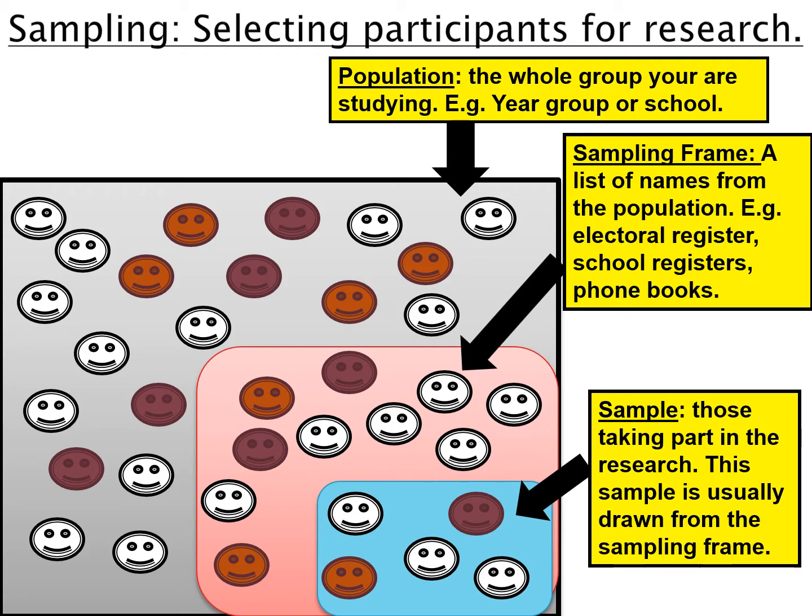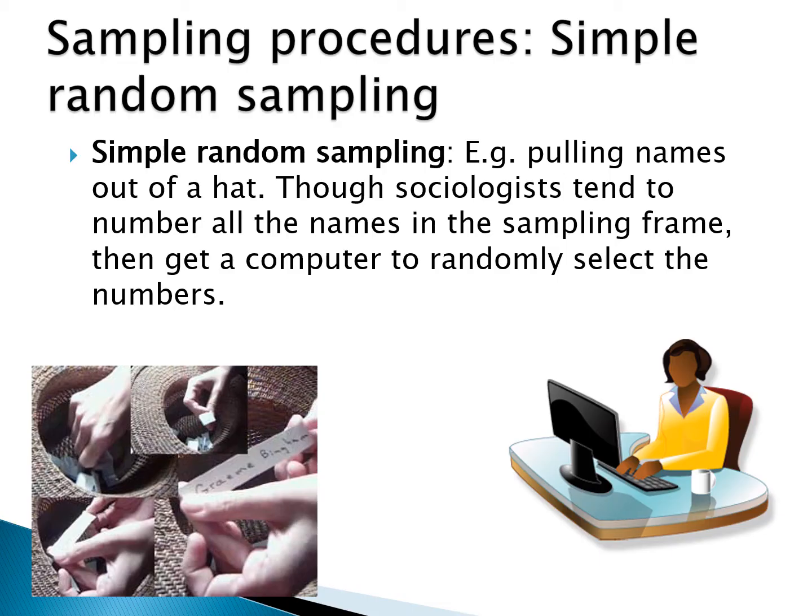The sample then is this group that you select from that sampling frame to actually take part in your study. Now, probably the easiest form of sampling is the simple random sampling method. So all of the names go into a hat or go into a computer program, and you randomly select the ones that you want to take part in your study. Nice easy way, this is what's called a probability sample, because everybody on your sampling frame has an equal probability of being chosen. Very little chance of bias creeping in here because you are literally randomly selecting the names.